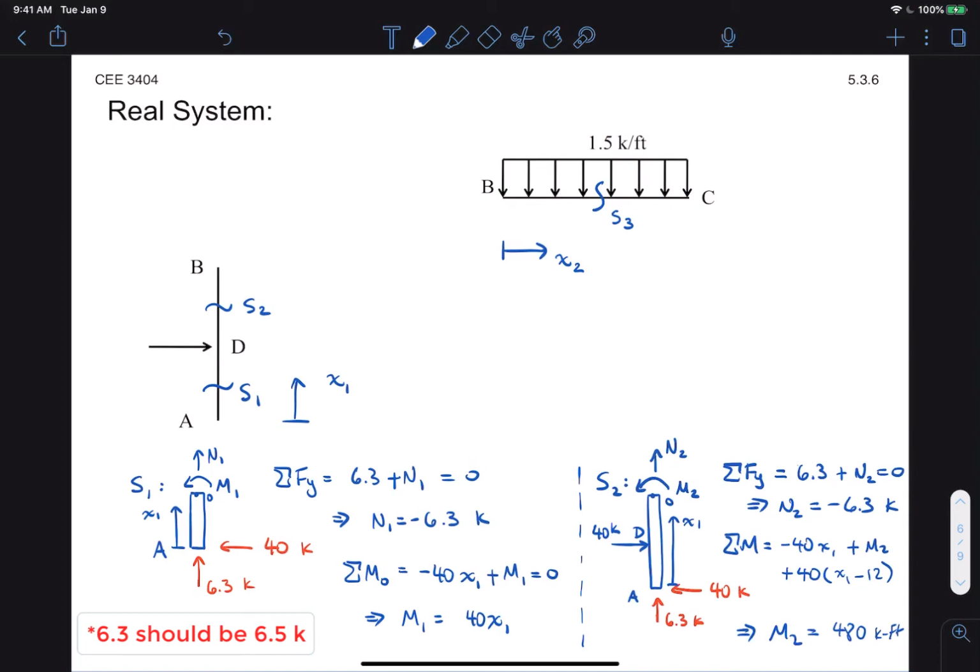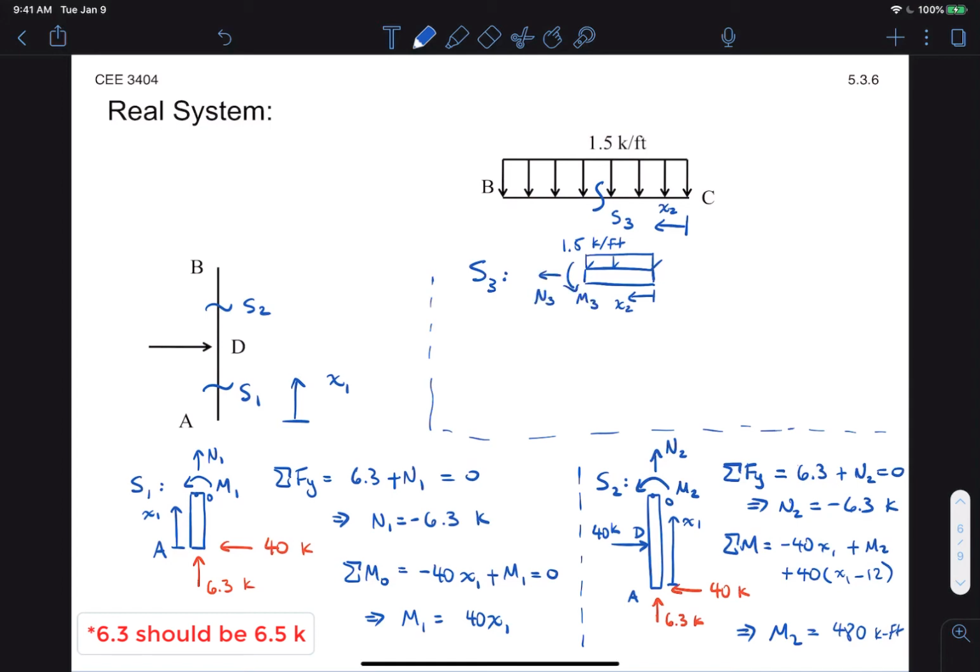And finally section 3, and actually here I will change my mind and change my constant of integration so I don't have to solve for the internal forces at B. I'll change my constant of integration x2 to be from C. Therefore I have this free body diagram, and again I'm interested in moments and axial forces.